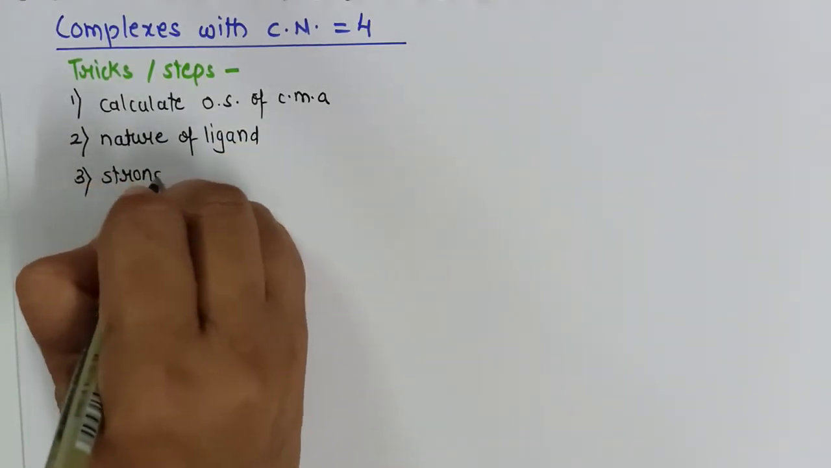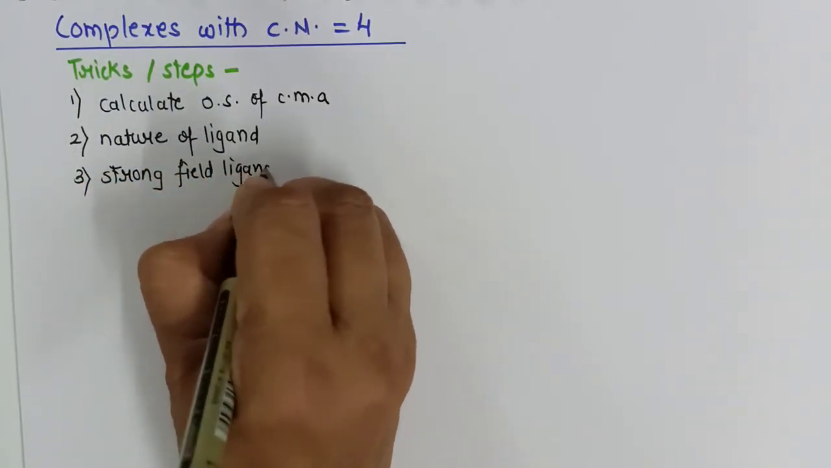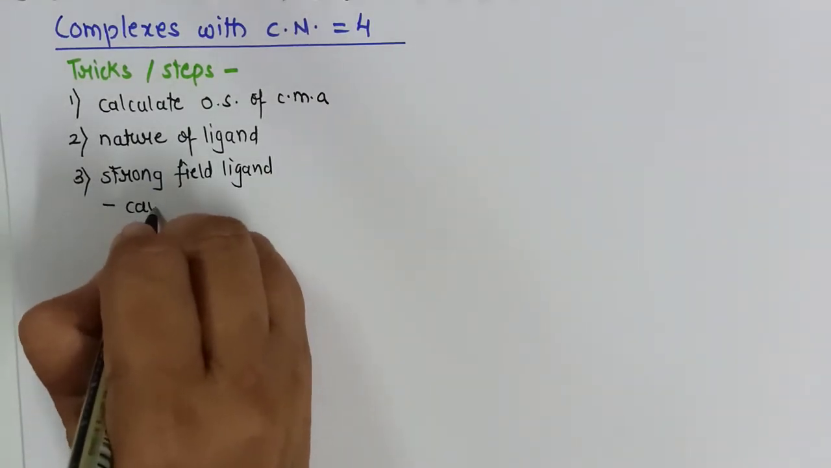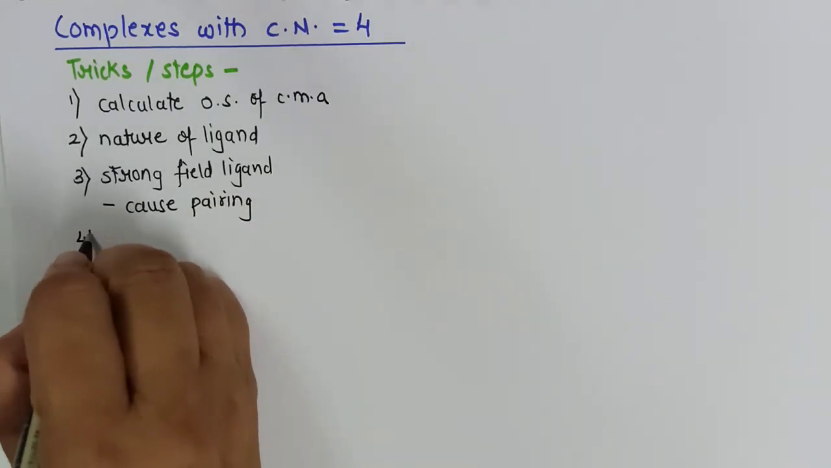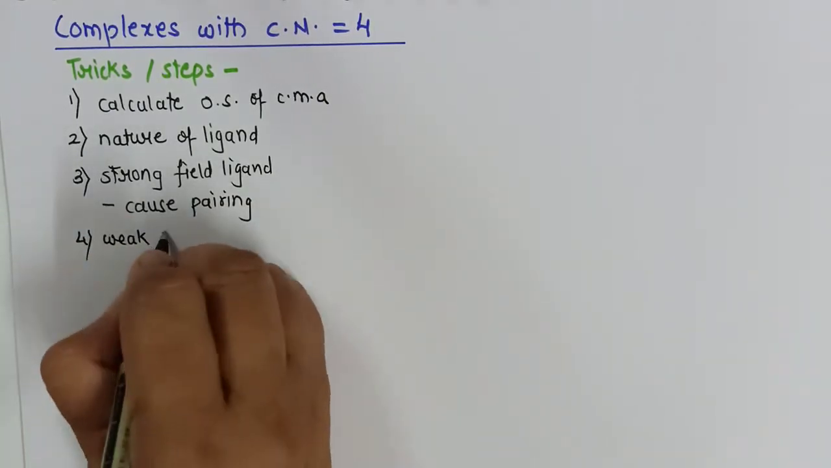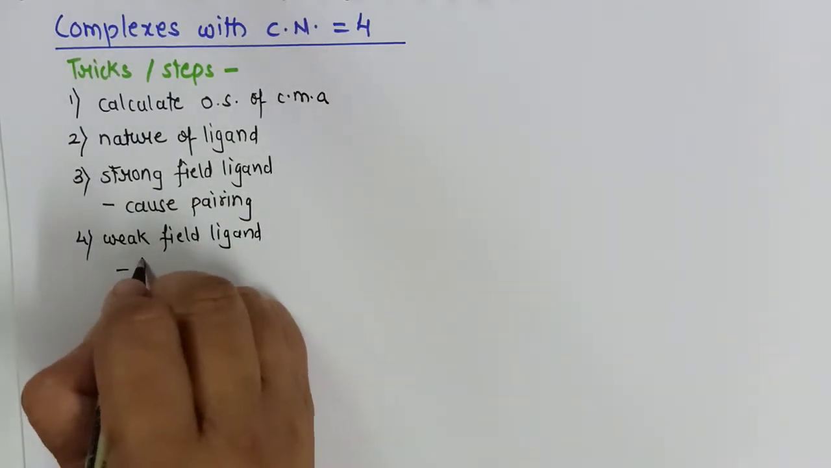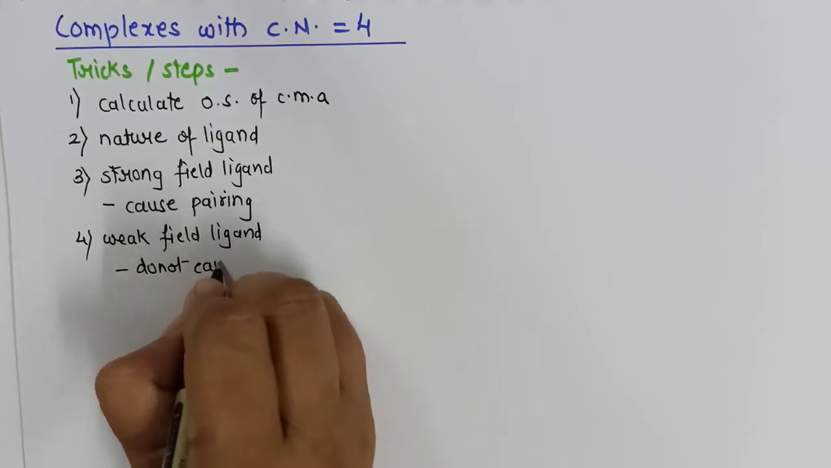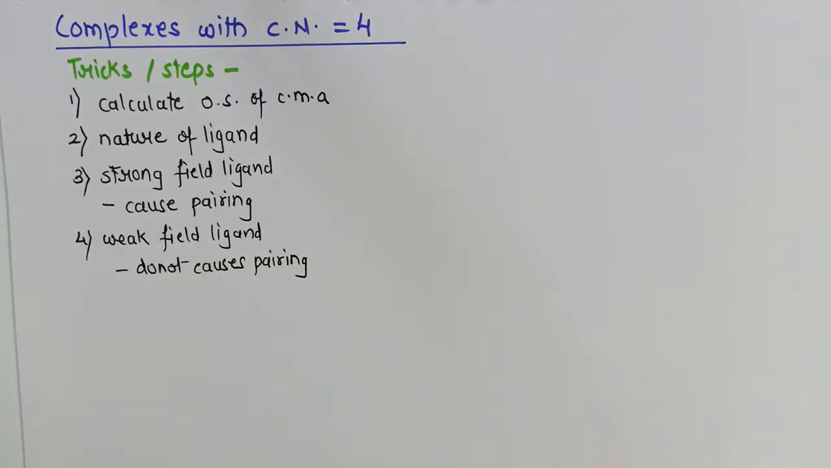Third, we have to remember that if it is a strong field ligand, then it will cause pairing, and generally it goes for d2sp3 hybridization. On the other hand, if it is a weak field ligand, then it does not cause pairing, and it uses outer d orbital for hybridization. So using all these concepts, we are going to solve first of all the complexes of nickel.